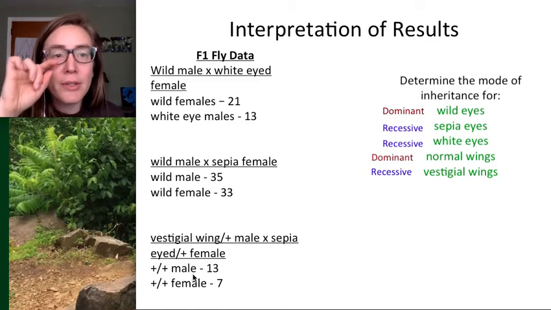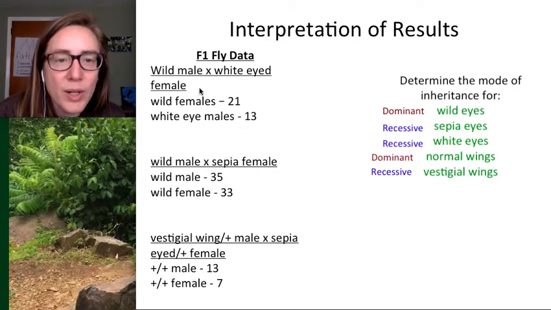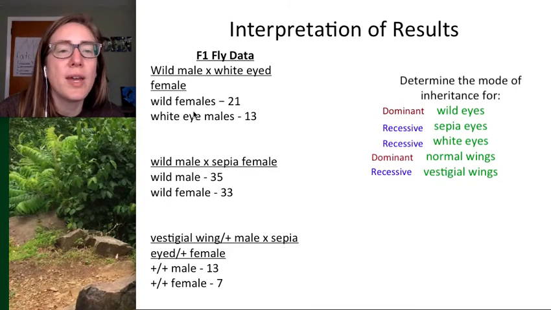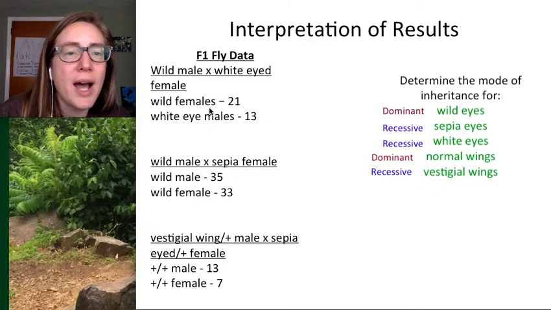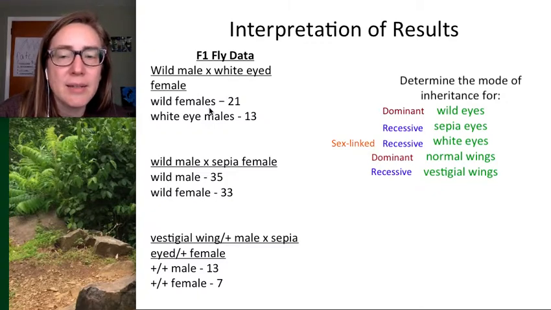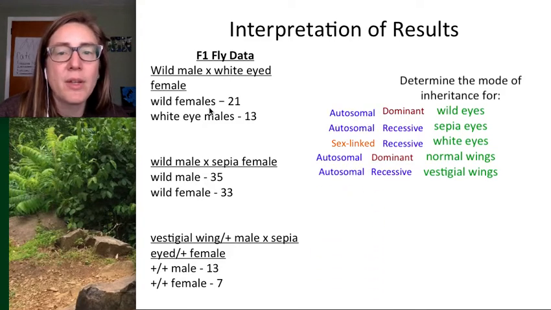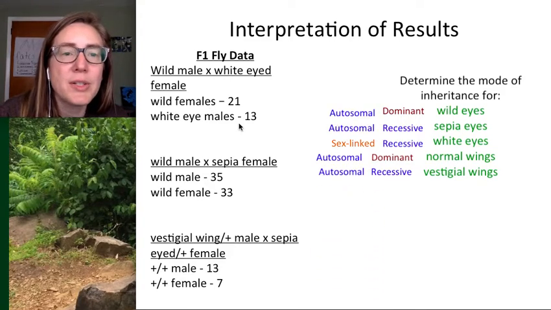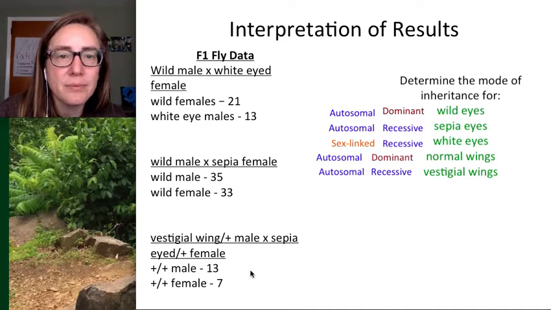Okay, next, is it autosomal or sex-linked? If I have my white-eyed female, I know she's going to give her X chromosome to the males, but remember, females also get an X chromosome from their dads. So I'm going to say that white eye is X-linked, and that the rest of them are just autosomal, that there is no difference in gender for the second and the third cross.